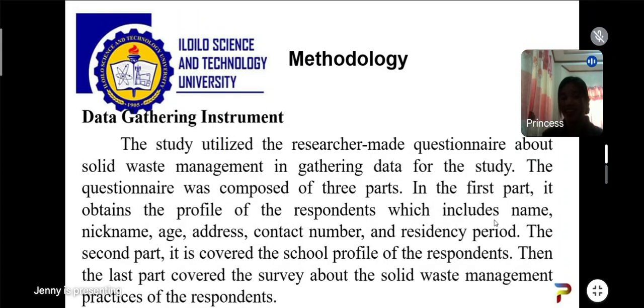So our data gathering instrument. So this study utilized a researcher-made questionnaire about solid waste management in gathering the data for the study. So the questionnaire was composed of three parts. So in the first part, it obtained the profile of the respondents, which includes name, nickname, age, address, contact number, and residency per year. The second part covered the school profile of the respondents. Then the last part covered the survey about the solid waste management practices of the respondents.